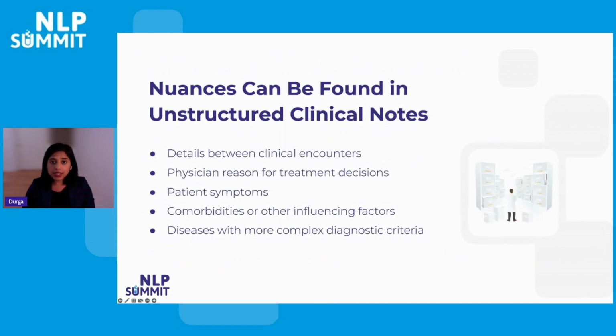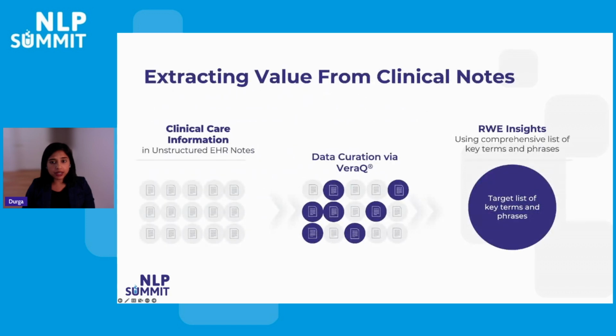This is where we see details between clinical encounters, where we see physician reason for treatment decisions, patient symptoms, comorbidities or other influencing factors, and diseases with more complex diagnostic criteria. But unstructured data can really be messy. So when we look at a supervised approach, one issue is that it's difficult to extract value from clinical notes. Unstructured clinical notes can be messy.